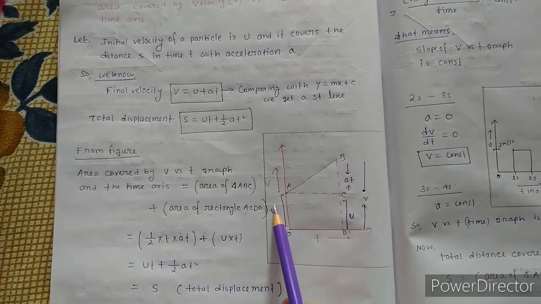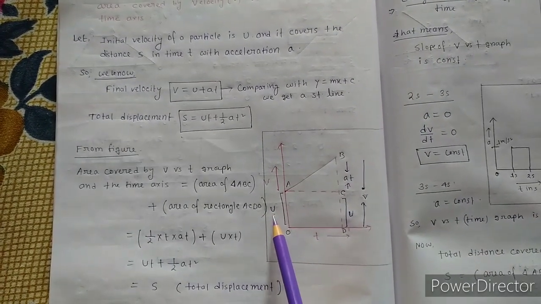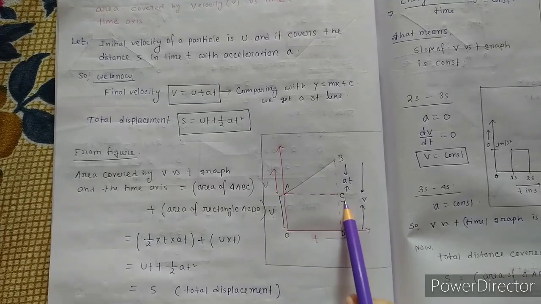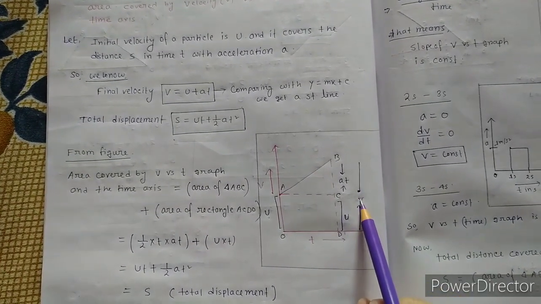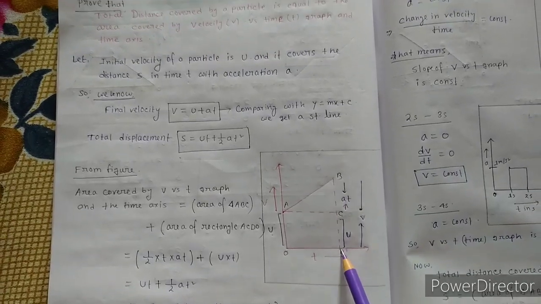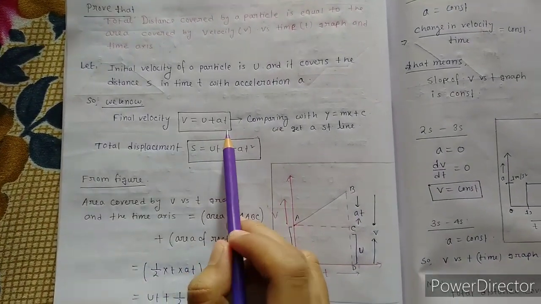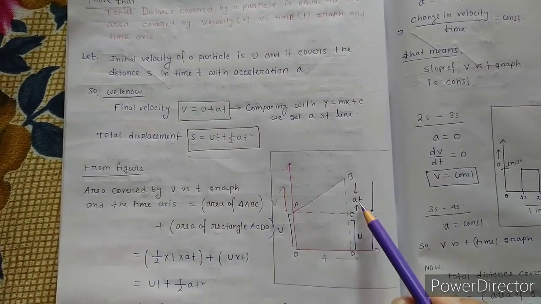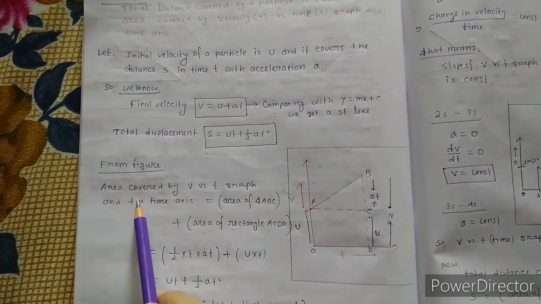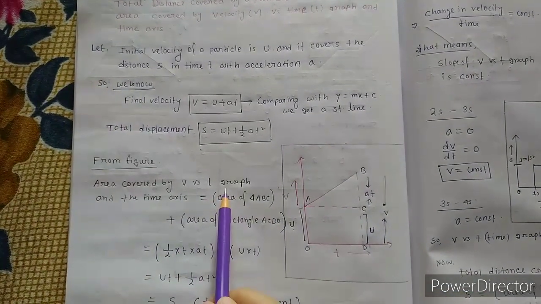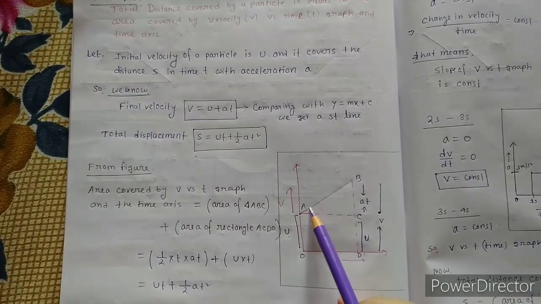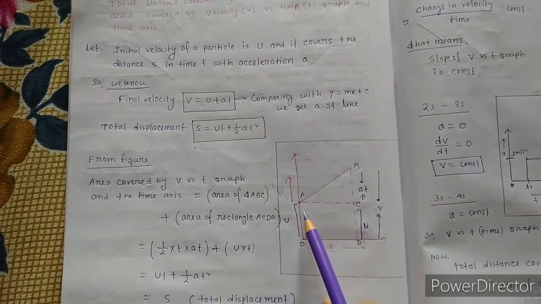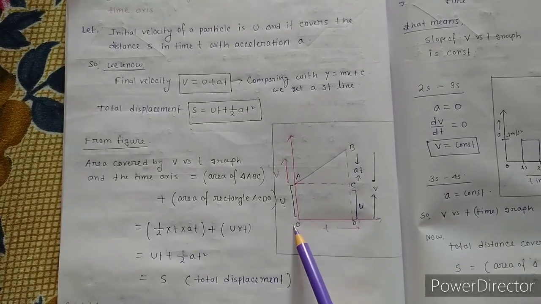Now u is the initial velocity of the particle. So AO equals CD equals u. Again the final velocity of the particle v equals BD, and v equals u plus at. So we get BC equals at. So the area covered by the v versus t graph and the time axis t equals the area of the triangle ABC and the area of the rectangle ACDO.